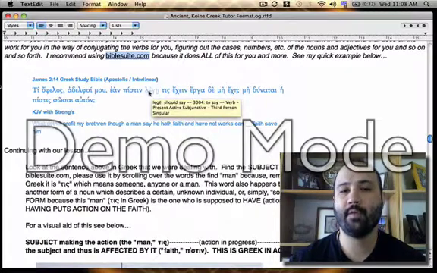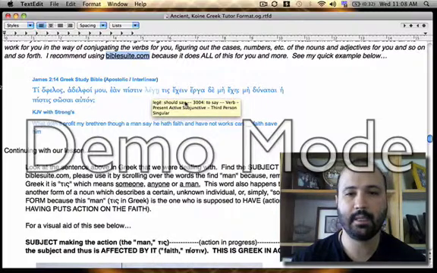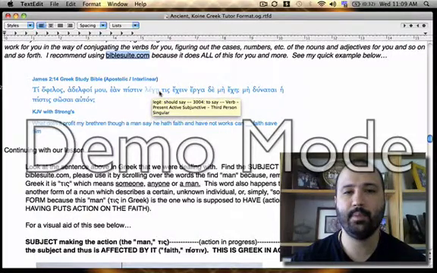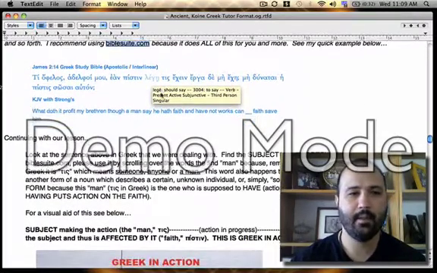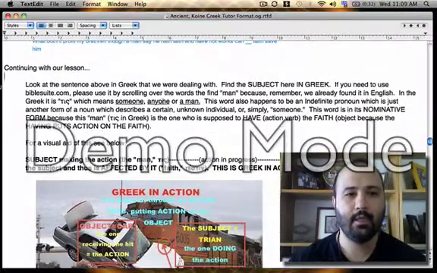So you hover over this. Okay, you want to conjugate this verb. You want to get the grammatical details. It's all here, right here. Present active subjunctive, third person singular. Boom, you just translated it. Okay, so let's continue with the lesson.